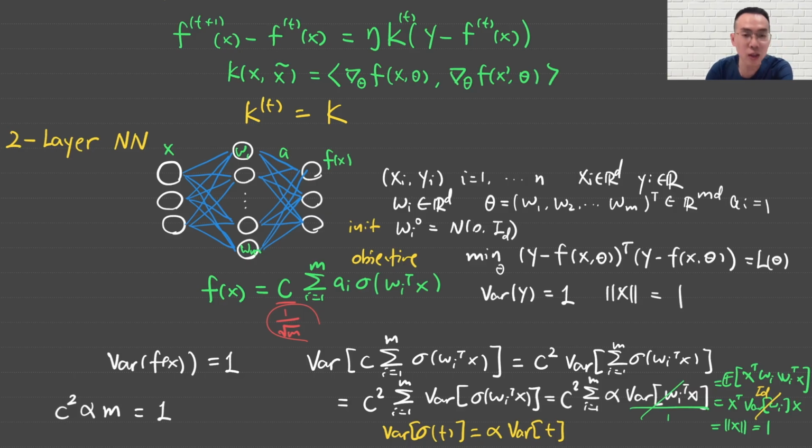Here we only care about the order of the problem. That means we can ignore the alpha, which is a constant. So it means that c is of the same order as 1 over the square root of m. That is exactly what we were anticipating. Now the goal is to plug the gradient of this function f into the NTK formula to see what happens.